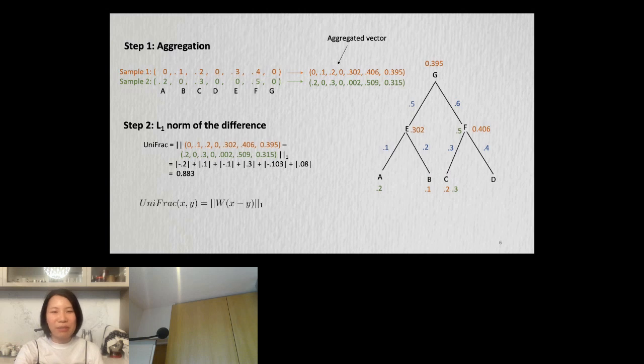These two steps can be combined into one line, with the aggregation process represented by an invertible matrix, which we call W here. We call this formulation of UniFrac computation the L1 UniFrac because it's computed as an L1 norm, right? So how would this help us find the barycenter with respect to UniFrac distance?